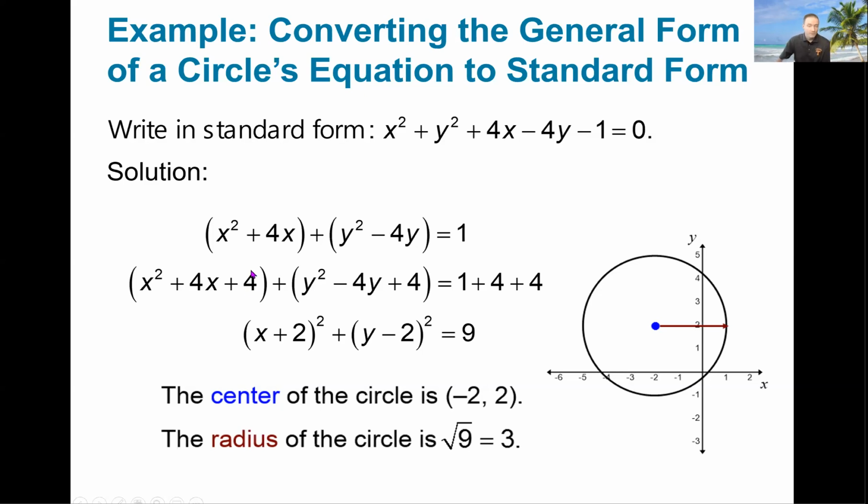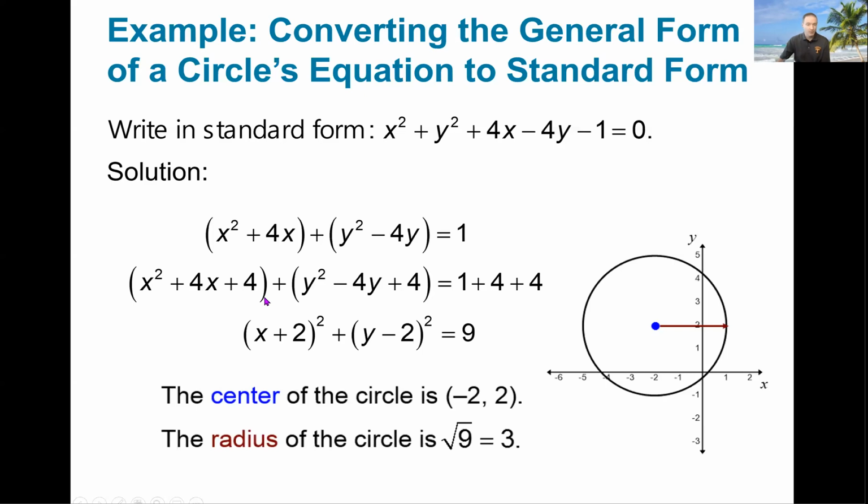But now, hopefully you're thinking, well, okay, from this step to this step, he added a 4 to this group and he added a 4 to this group on the left-hand side. You can't add something to the left-hand side unless you make up for it by adding it to the right-hand side. Well, I did. I added 4 twice to the left. I added 4 twice to the right. Now I can see on the right-hand side that 1 plus 4 plus 4, I'm just going to get a 9.